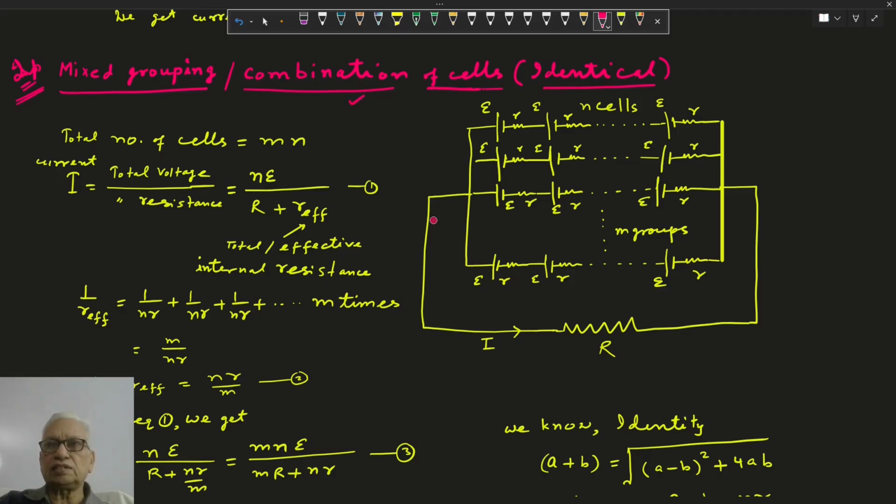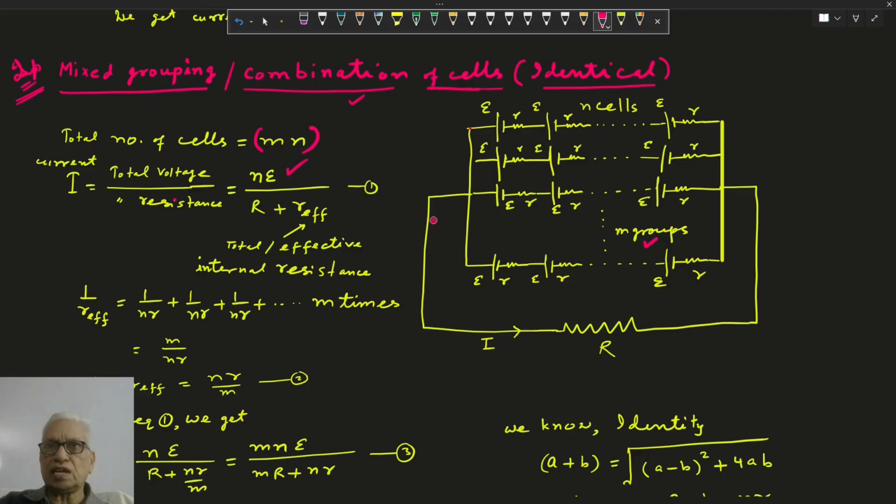Here all the cells are identical and cells are in series. This is one group, and such m groups are connected, so this connection is called mixed grouping. Total number of cells: n in one series group, and the number of groups is m. Total number of cells will be m into n. Current is given by total voltage divided by total resistance. One series group has n cells, and in parallel it stays the same, so it will remain n.